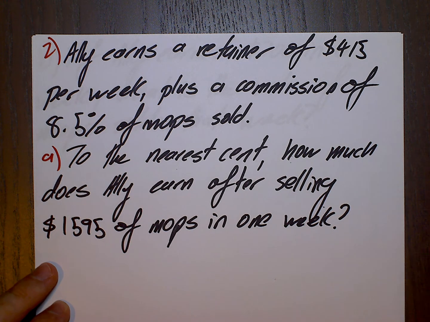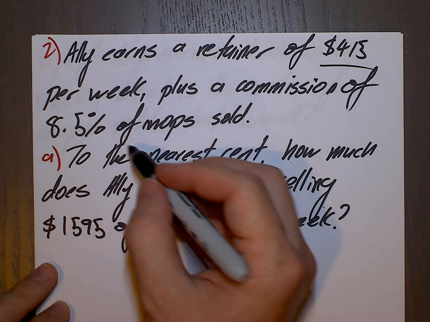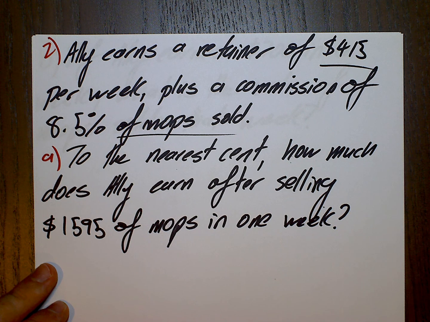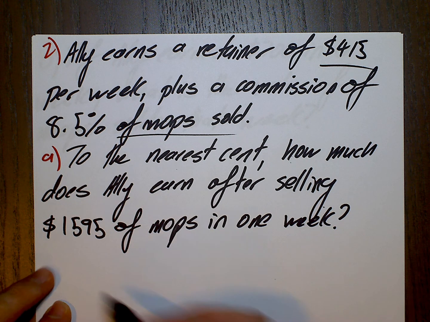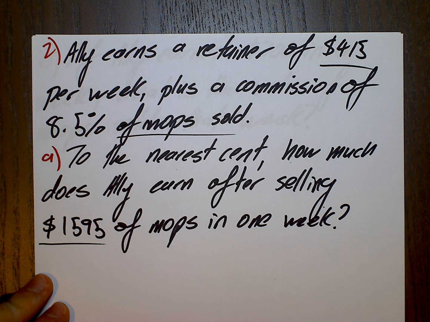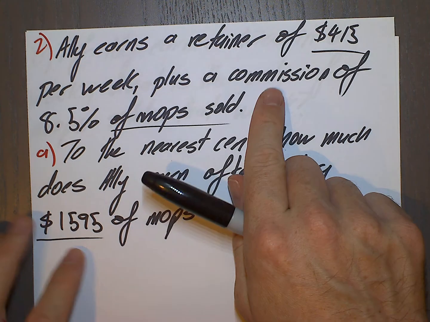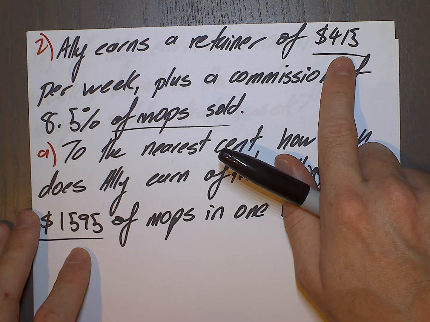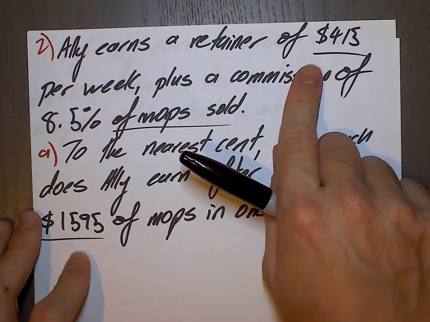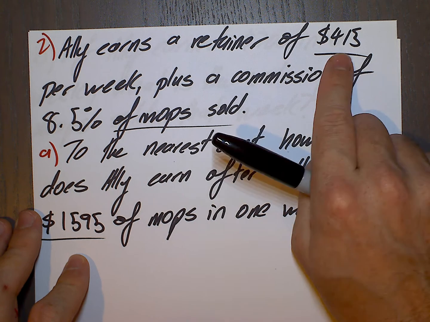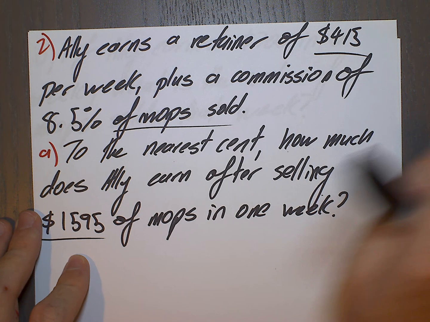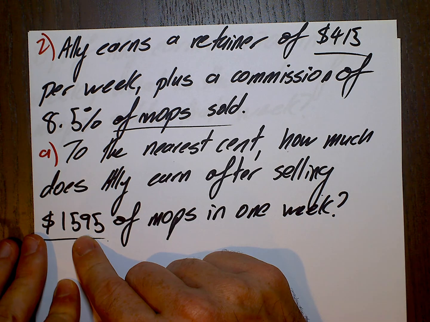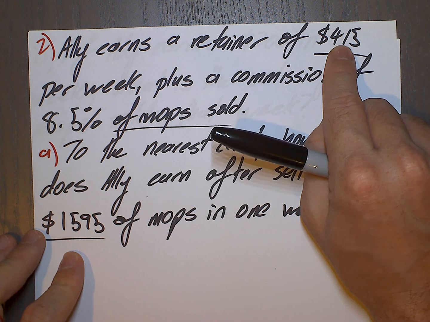Ali earns a retainer of $415 per week plus a commission of 8.5% on mops sold. To the nearest cent, how much does Ali earn after selling $1,595 of mops in 1 week? Okay, so there are two incomes here. There is the commission, which is 8.5% of sales, and the retainer, which is $415. So she is guaranteed this amount every week. So therefore, we're doing 1 week, therefore we have to plus this amount at the end. So let's figure out how much she makes on commission, 8.5% of this, and then we'll plus our $415.